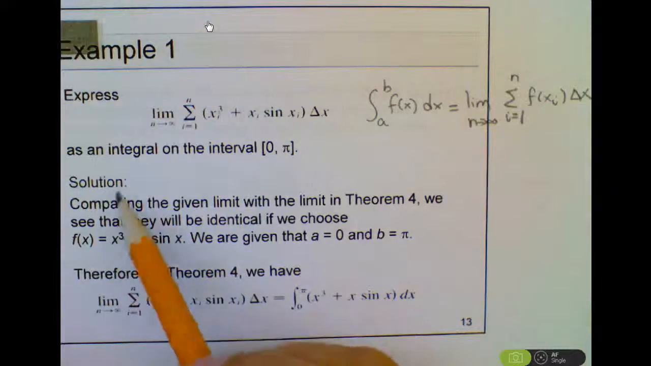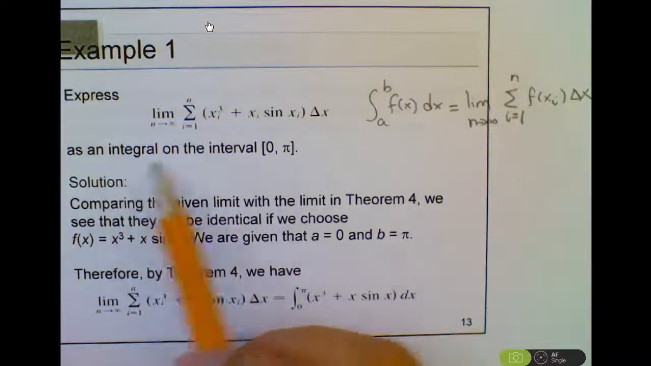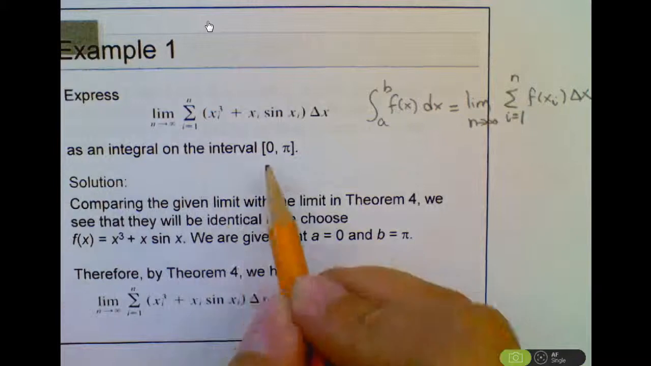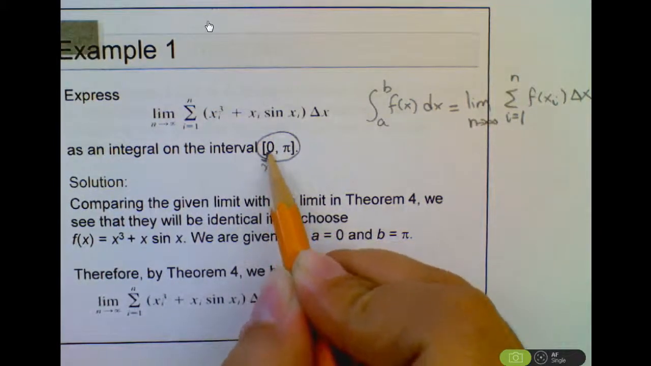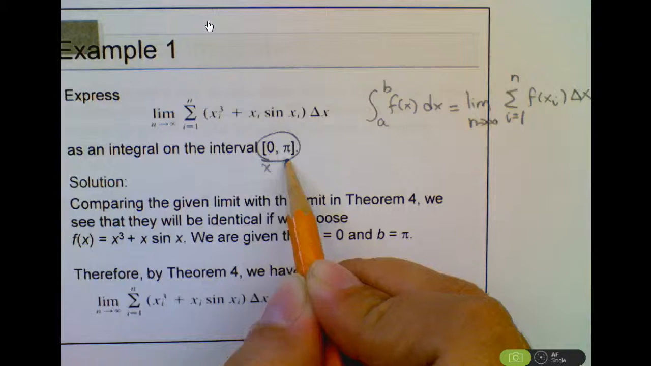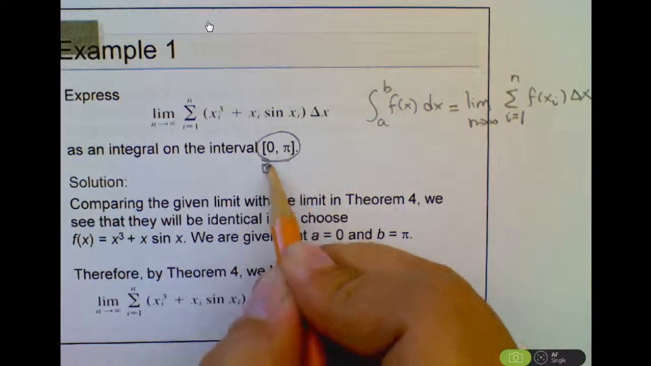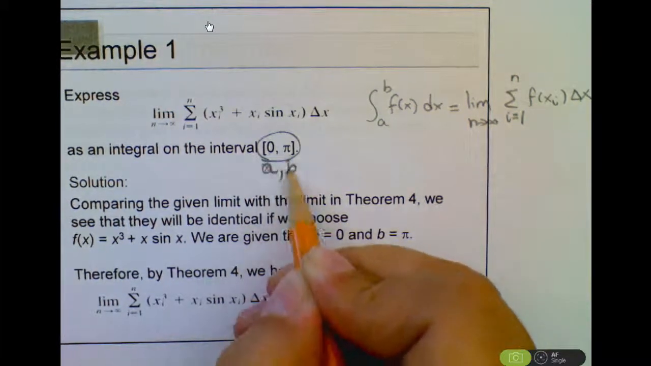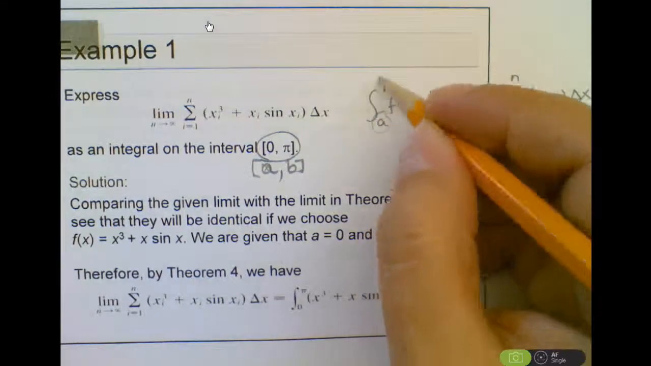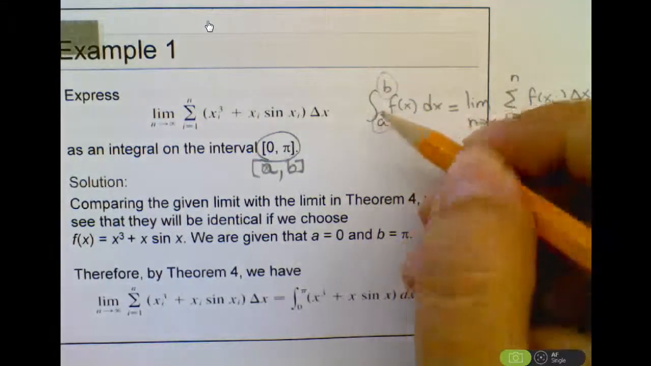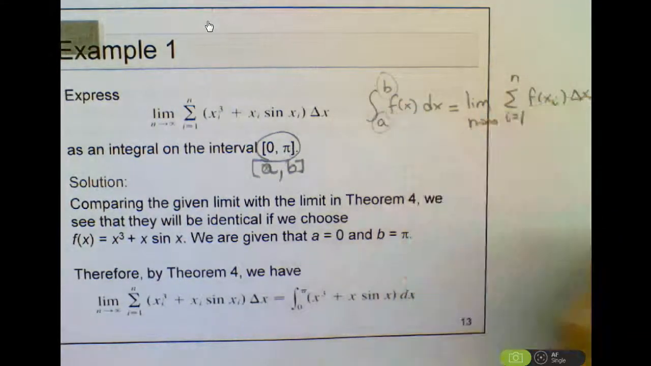So example 1 says express this limit as an integral on the interval 0 to pi. So the interval gives you the first x that you're going to use and the last x that you're going to use. So this is a and this is b. And on the integral, you know that a and b are located on the bottom and top of that long S that is the integral symbol.